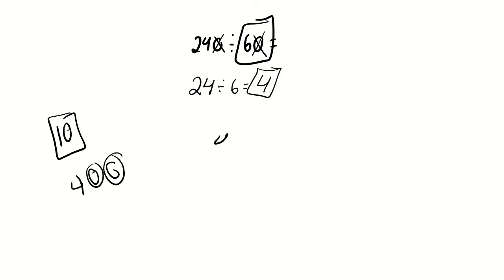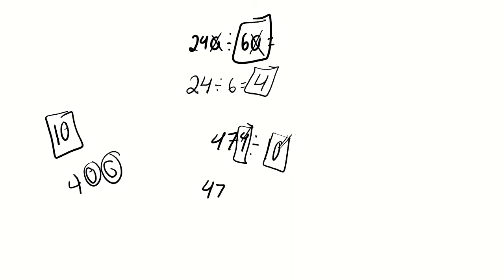Now, if I do 474 divided by 10, there's no 0 here, but there's a 0 here. So we can't cancel out zeros. They have to be on both sides to cancel out the zeros. For instance, if I did 470 divided by 10, they both have 1 0. Perfect. Cancel out this 0. Cancel out that 0 because it's 1 0 here and 1 0 here.